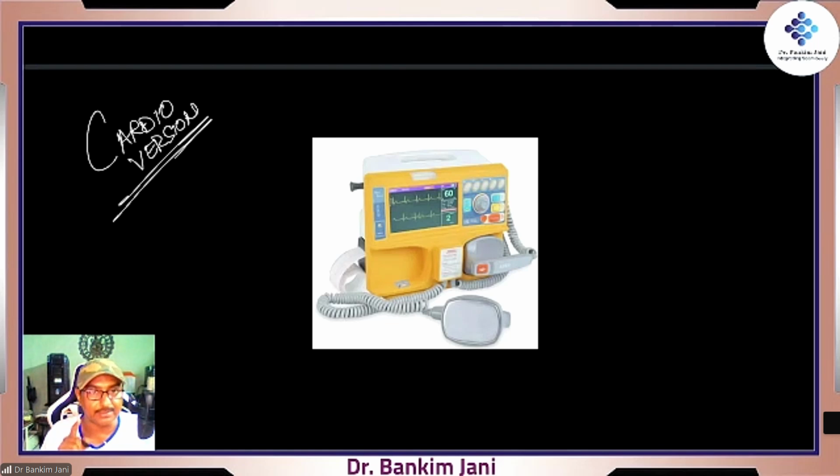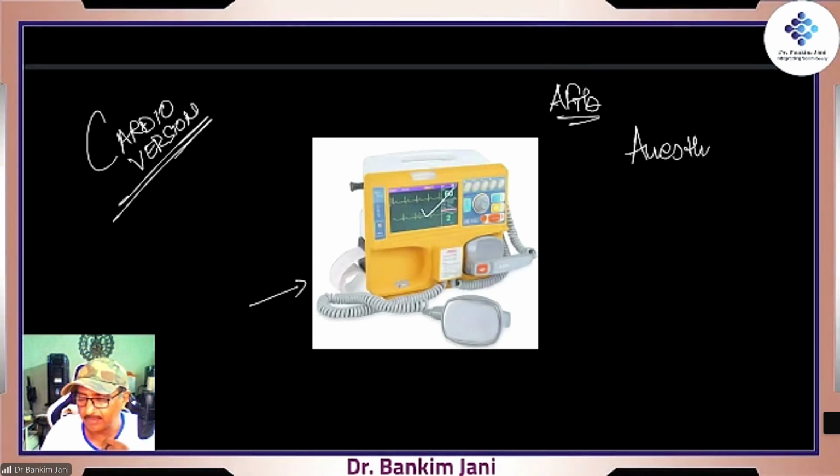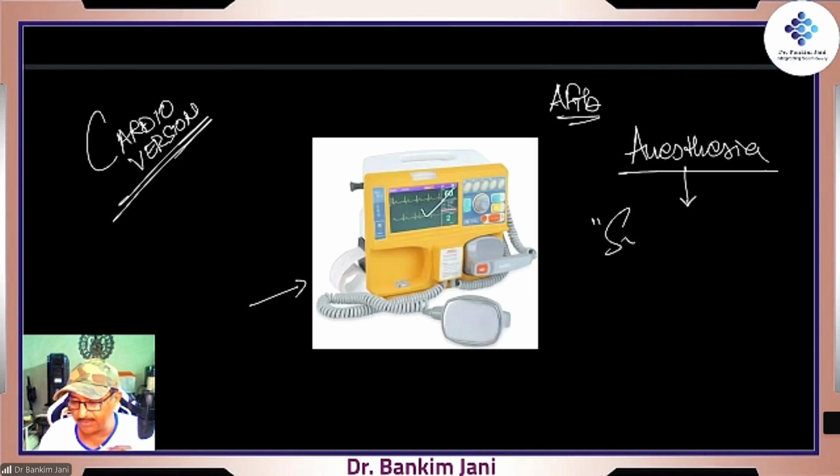But its importance is, in case of AFib, you must be watching that there is a parallel ECG. A strip is also coming out, and digitally it also comes out. In case of AFib, it's an art. You need to anesthetize the patient. So anesthesia is given to the patient, and then it is what is called synchronized cardioversion.